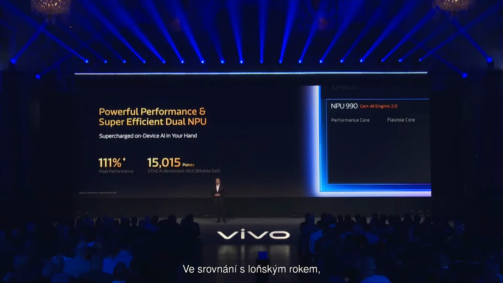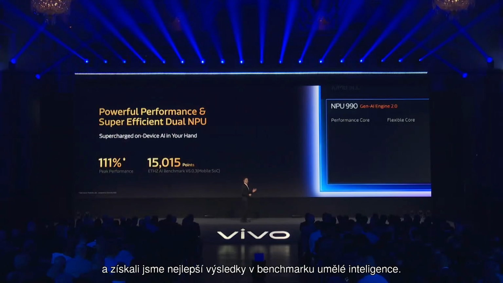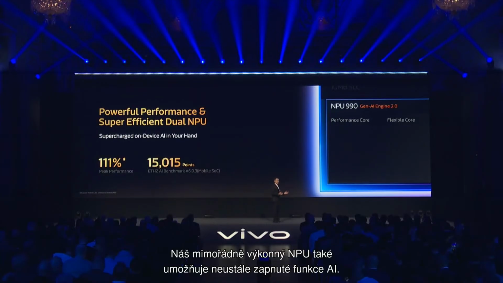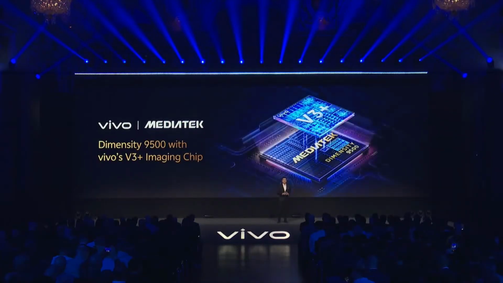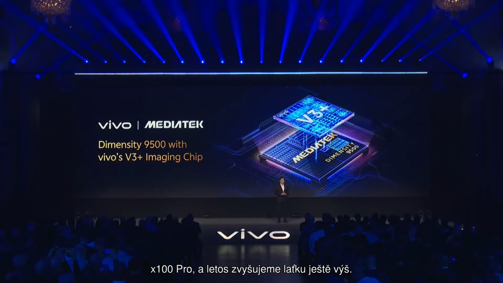Compared to last year, we have achieved a remarkable 111% increase in performance, earning the top scores on the AI benchmark. Our ultra-efficient NPU also enables always-on AI features. Last year, vivo and MediaTek set the new standards for mobile photography with the X200 Pro. And this year, we are raising the bar even higher.